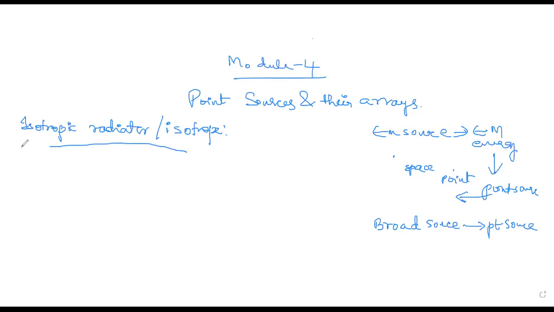So that's how you consider a broad source as a point source. Now here you have certain points to remember, certain notations. So you have to remember them. The first one, we are talking about the isotropic radiator or an isotrope. What is an isotrope? If you have a point source, it will emit the radiation uniformly in all directions. So an isotrope emits radiation uniformly in all directions. That is called an isotropic radiator or an isotrope.